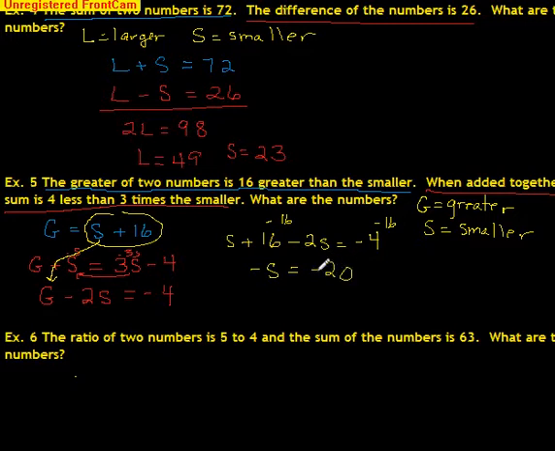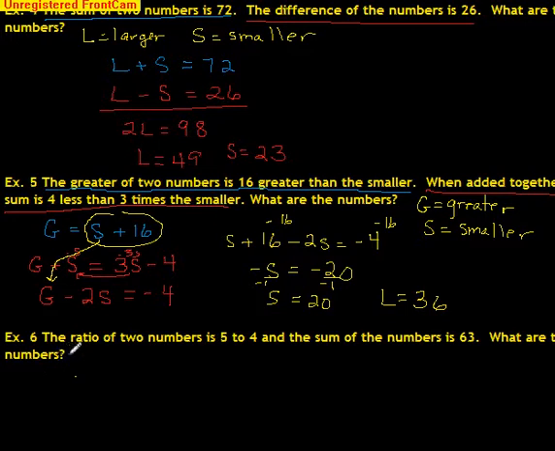And so I am getting the smaller number. We have to divide both sides by minus 1. So we get the smaller number is 20. And the larger number is going to be 16 more than that, so it's going to be 36. So two equations. This one was a little bit more complicated because I had to rearrange it and do some things to it. All right, the final one.